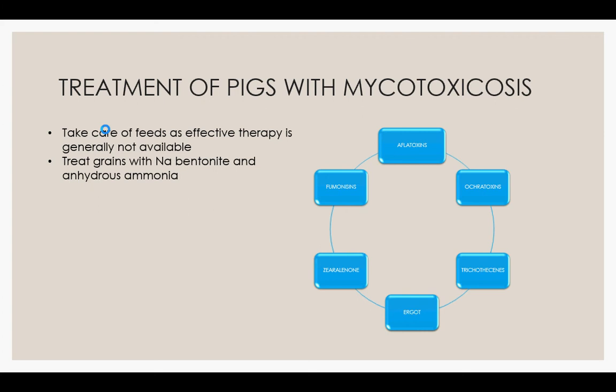So, if grains are suspected to have some form of mycotoxins, the grains can be treated with sodium bentonite, and they can also be decontaminated with anhydrous ammonia. Anhydrous ammonia can be used to decontaminate the feed.